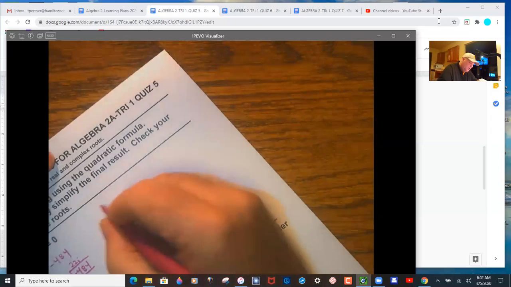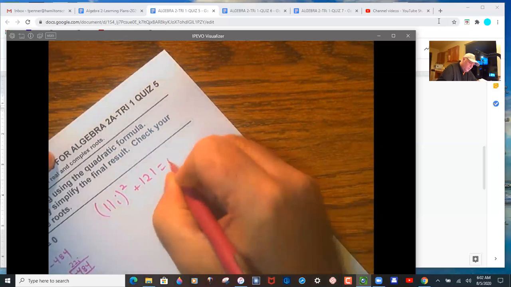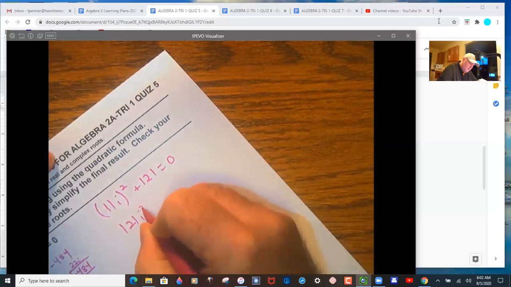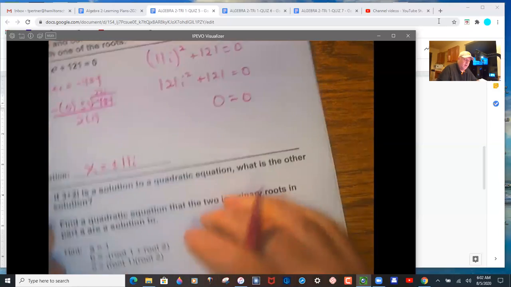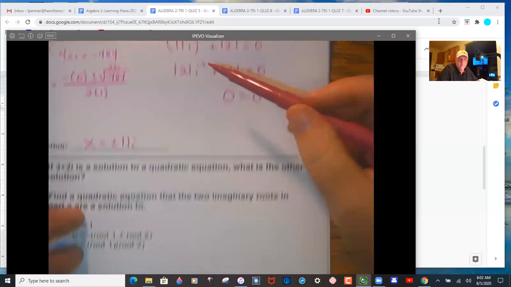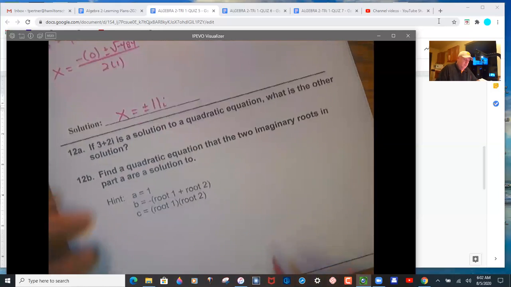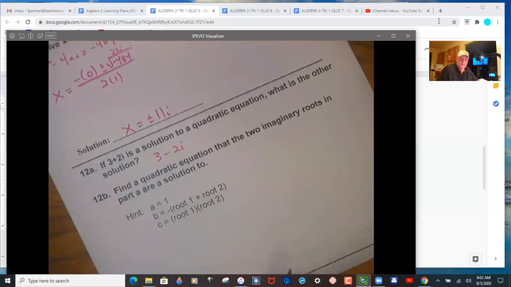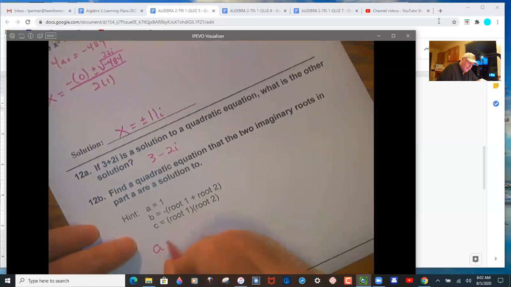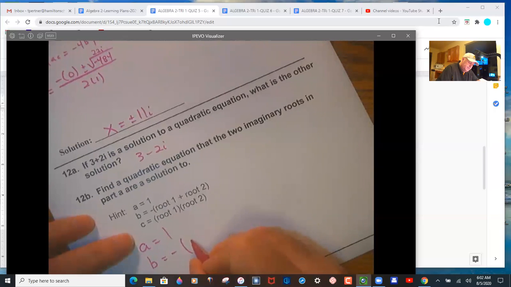And now you have to show that by substituting this in, this is true. So you need to have these two terms. So I'm looking for the two terms that would cancel out. Remember, that's negative 1. Negative 1 times 121. So 3 plus 2i is a solution, then 3 minus 2i is. And that's what you're going to use on this to figure out the quadratic.